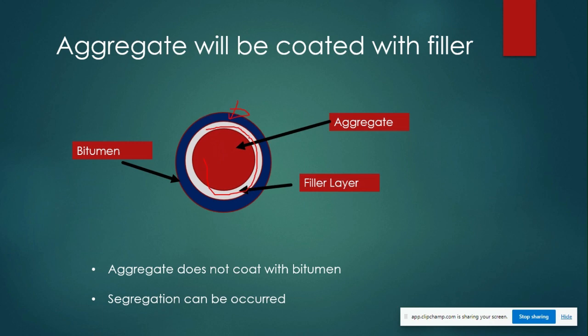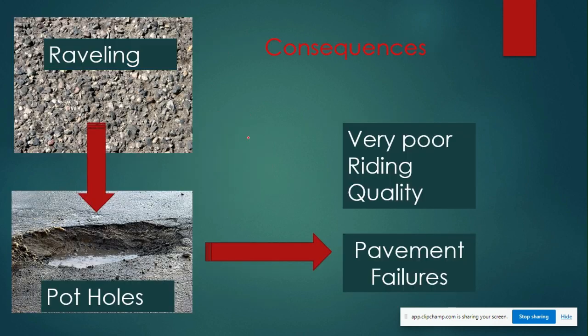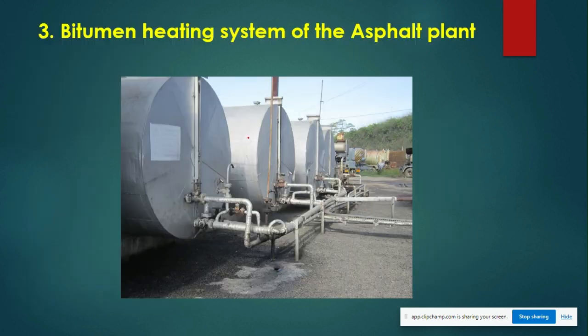That will cause segregation of the material. Then the material can segregate, and raveling can happen, and hot roll can happen. As a consequence, we have to face pavement failures and very poor riding quality. This can happen.